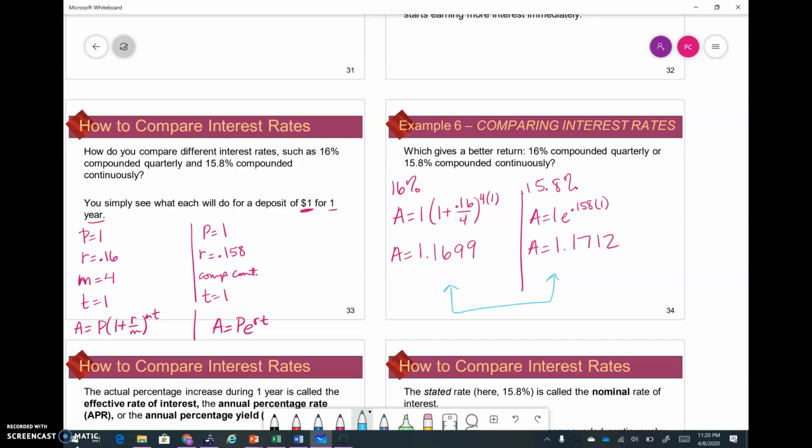But if you think about it in the long run and for larger numbers, okay, the compounded continuously is going to give you a better return on that investment because for $1 we had more interest. Okay, so that's how you would compare the two. $1 for 1 year. All right, so we'll finish this section in the next video.